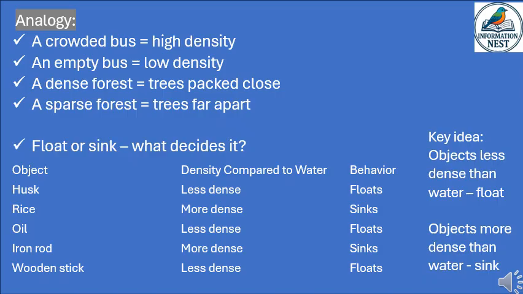Now apply that to science. Density is the amount of mass per unit volume. In simple words, how much stuff is packed into a space. So what decides if something floats or sinks in water? If an object is less dense than water, it floats. If it is more dense than water, it sinks. That's why husk floats but rice sinks. Oil floats but an iron rod sinks. A wooden stick floats but a metal bolt dives down.